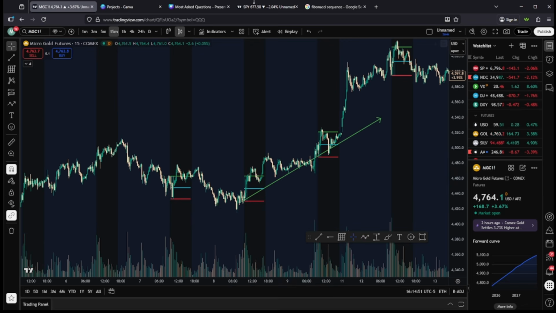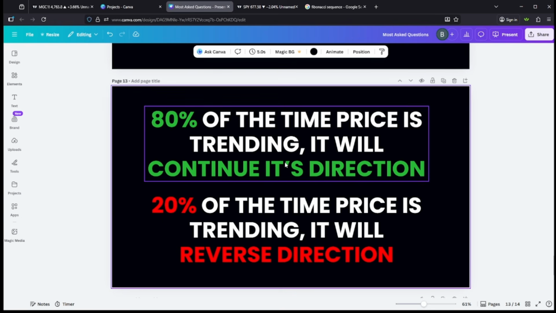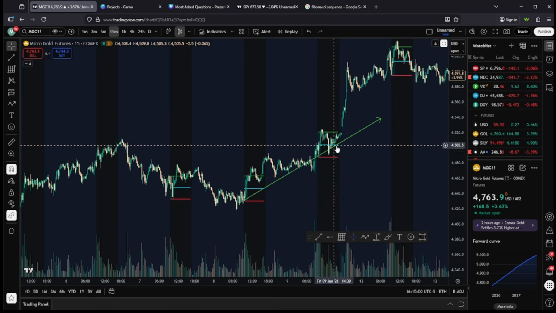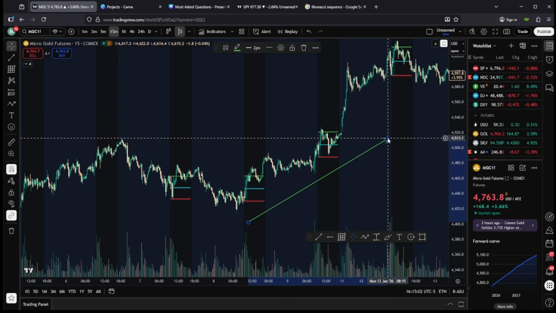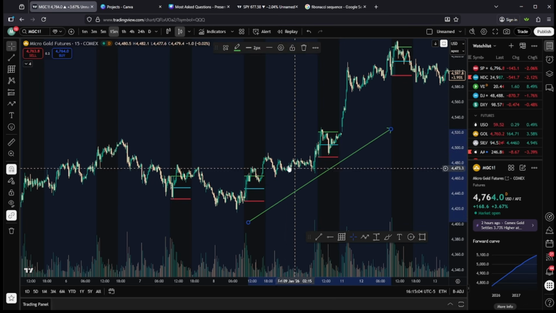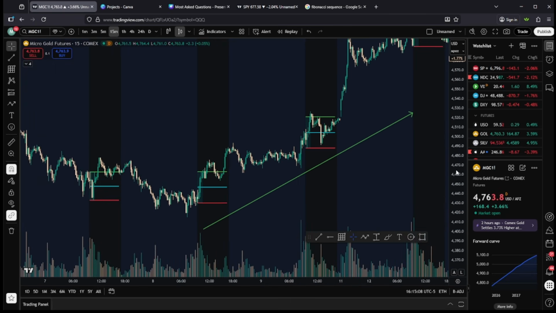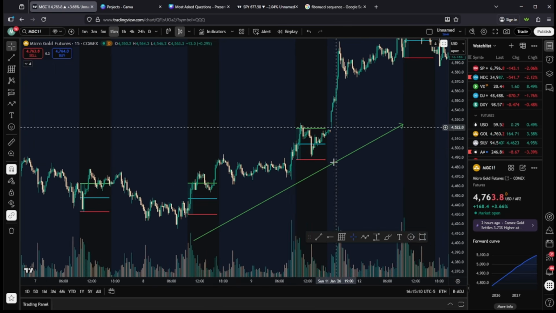All you want to be doing is make sure that you're maintaining trend. And it all comes back to 80% of the time price is trending, it will continue in that direction. 20% of the time it will reverse. You're just looking for continuations. You can have whatever size stop loss you want, as long as it's not blowing your account, obviously. But you want to make sure that you're maintaining the direction of that trend.